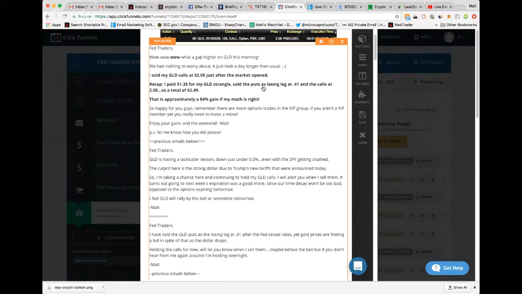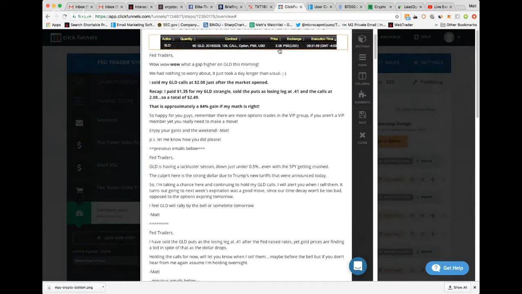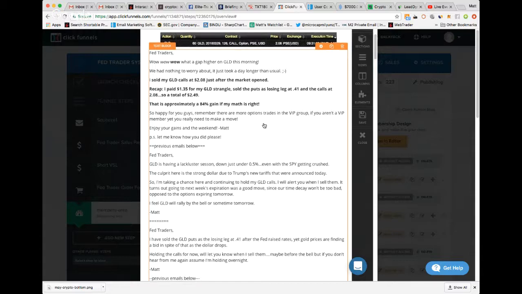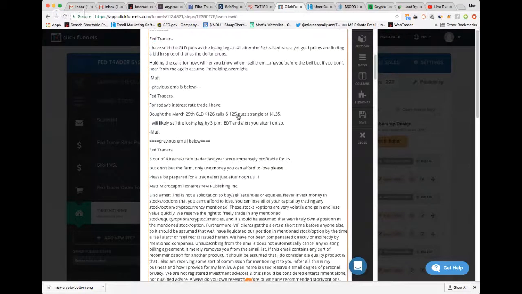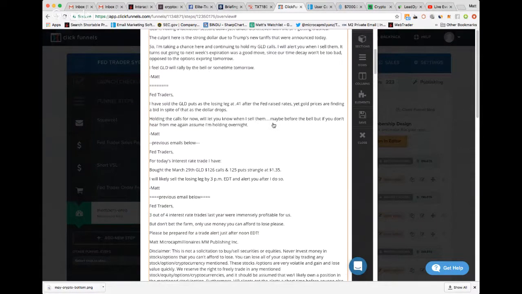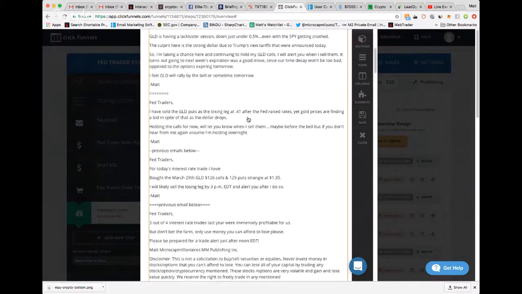Now, you can see the proof right here. I posted the screenshot from my trade. I did really well. I think I made about $7 grand total on this trade, and it worked out really well. If you remember from my initial email, actually the second email where I highlighted and alerted the trade, I paid $1.35. And then I sold the losing leg for 41.